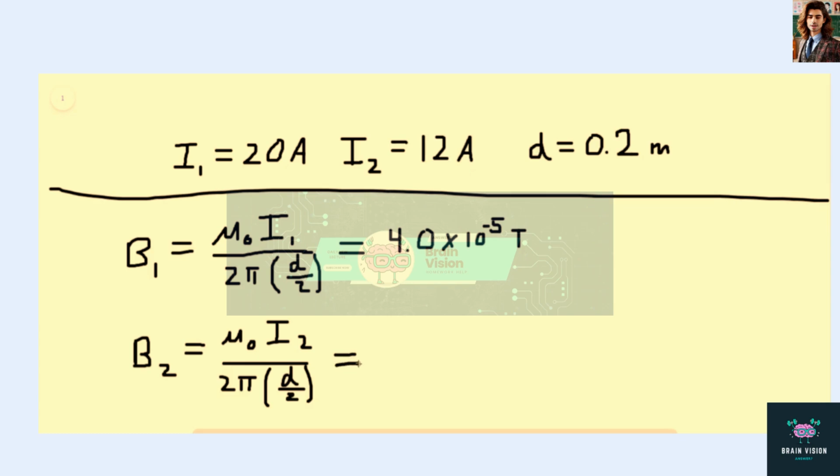Plugging all those values in, we find that the magnitude of the bottom wire's magnetic field at that point is 2.4 times 10 to the minus 5 Tesla.